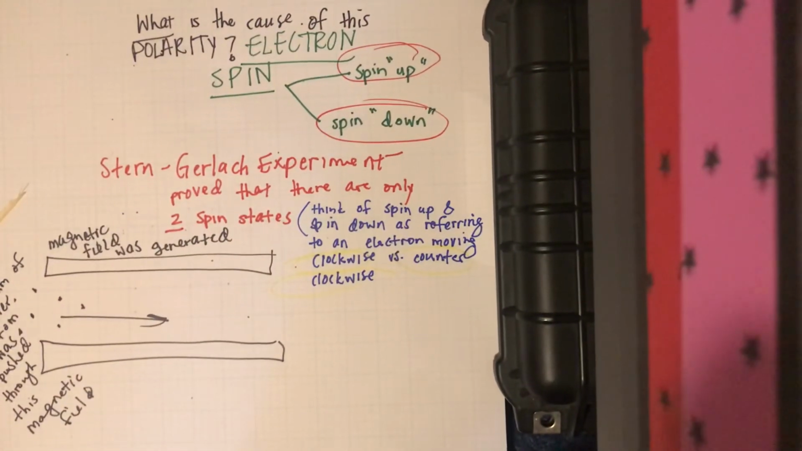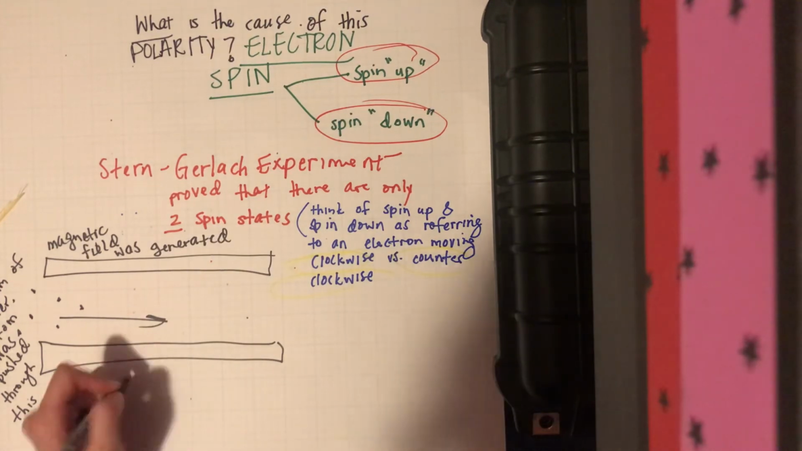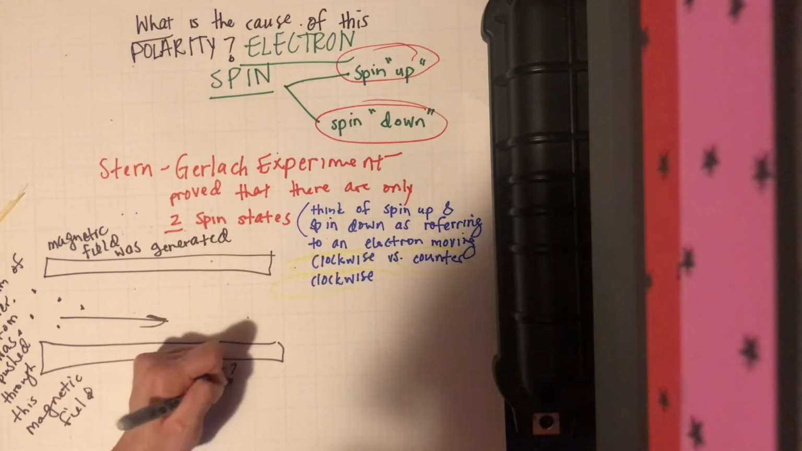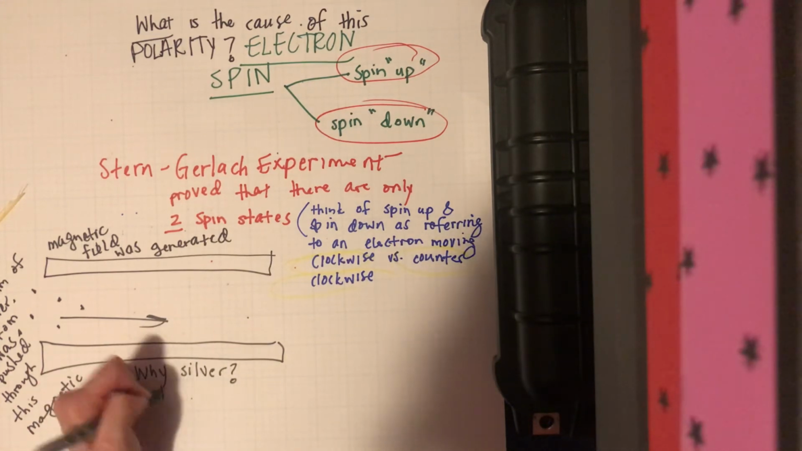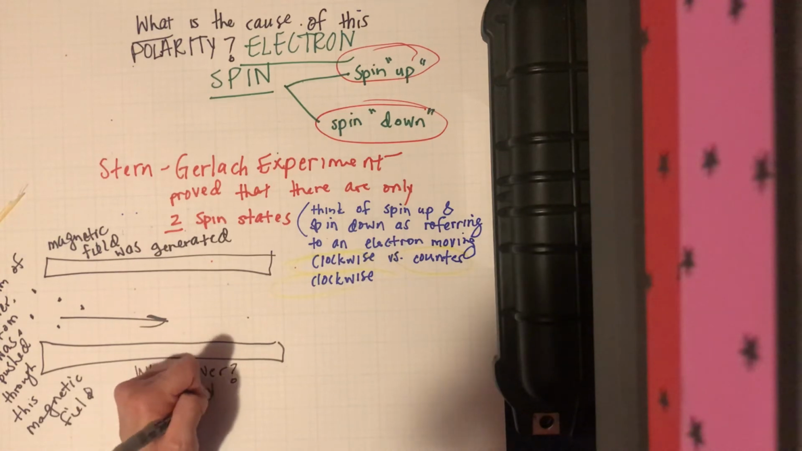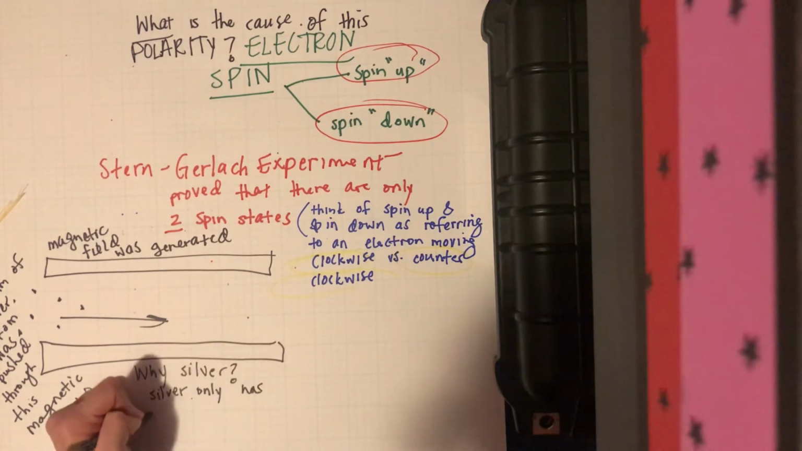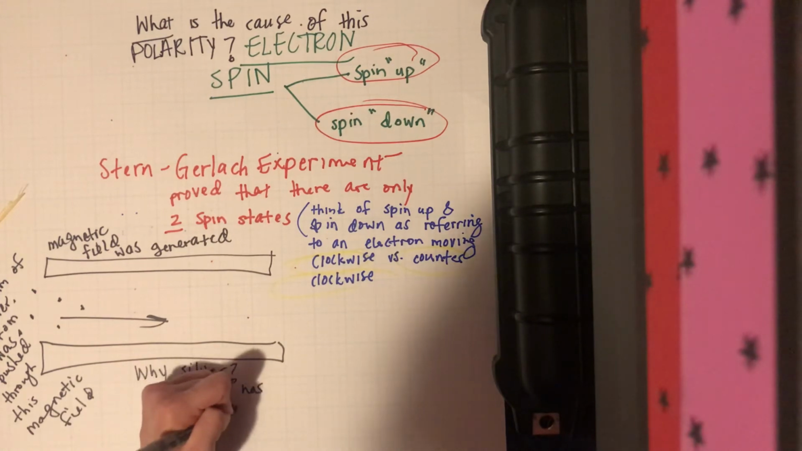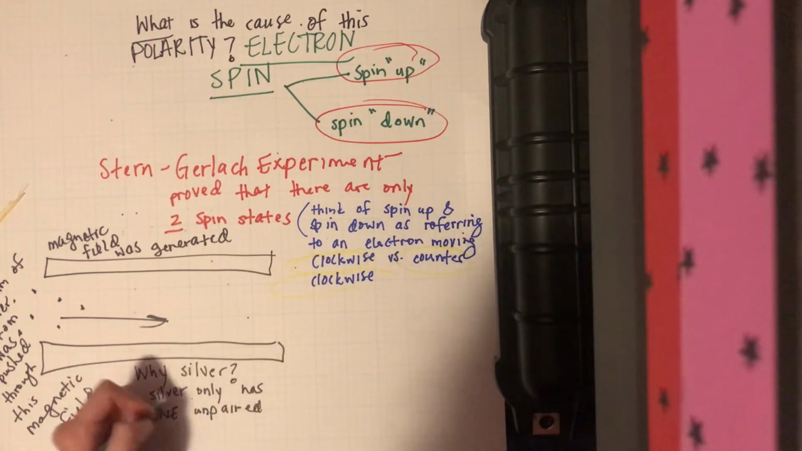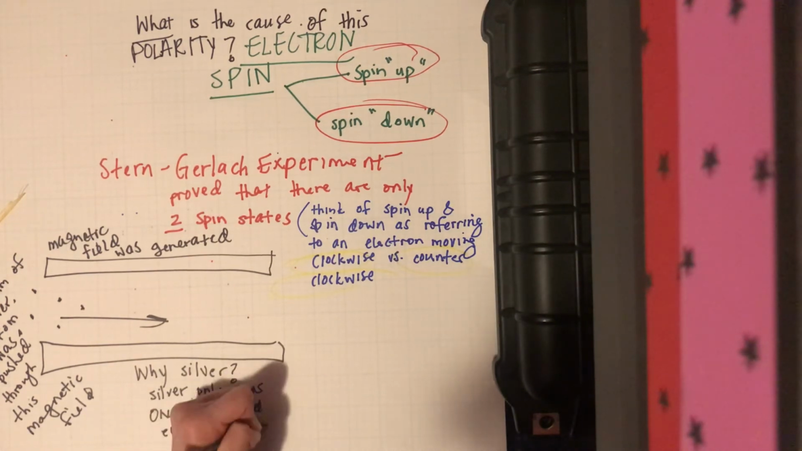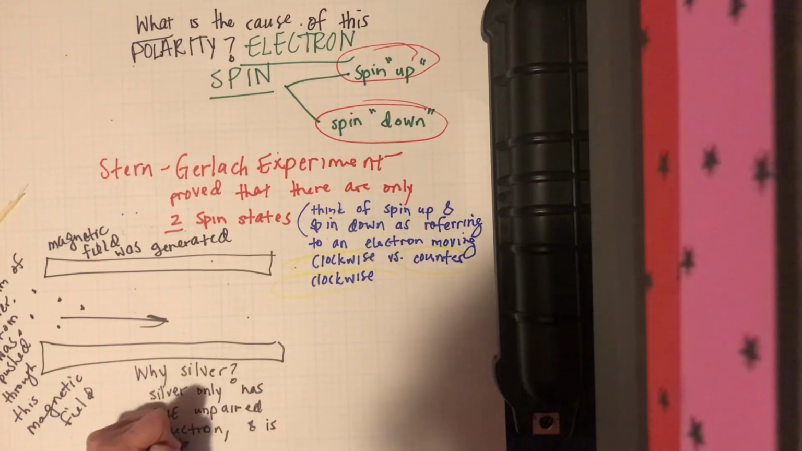Now, why would they choose silver? Well, silver only has one unpaired electron. I'll explain that in a second. And it's a very stable atom, or relatively stable.